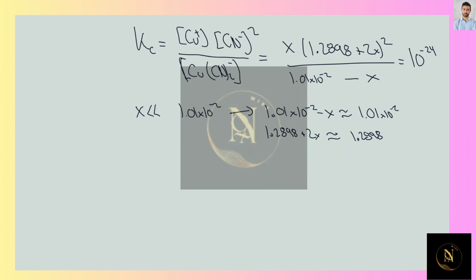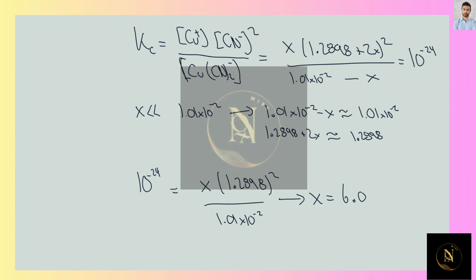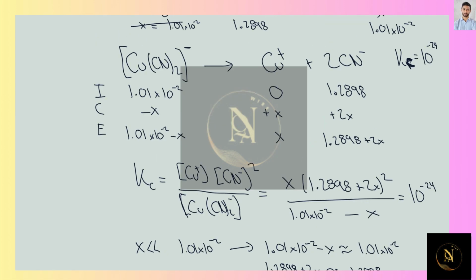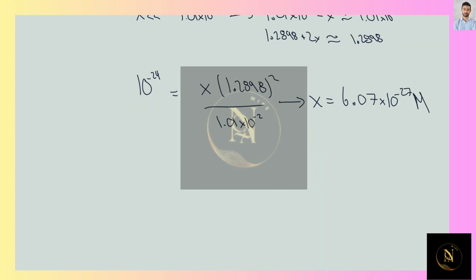Now, the new equation reads 10 to the minus 24 is going to be equal to x times 1.2898 squared divided by 1.01 times 10 to the minus 2. With this, we get the value of x equal to 6.07 times 10 to the minus 27 molar. And guess what? That x value is the same as the concentration of copper plus at equilibrium. So this would be our final answer.